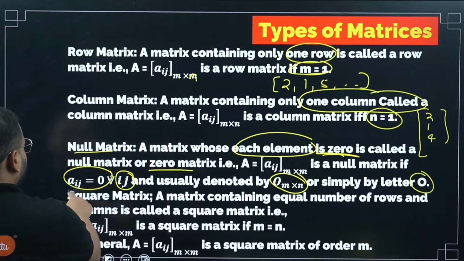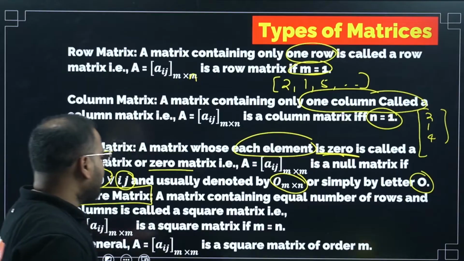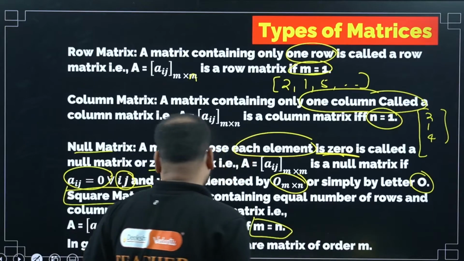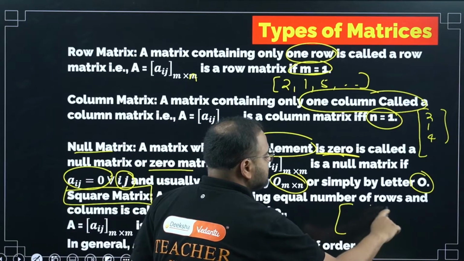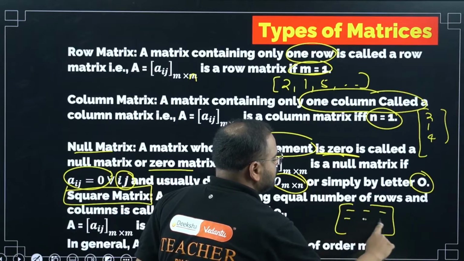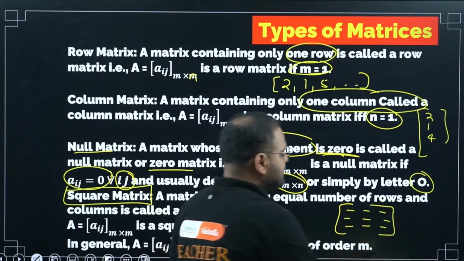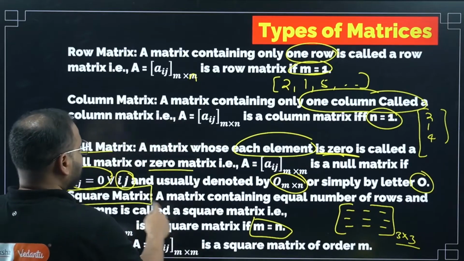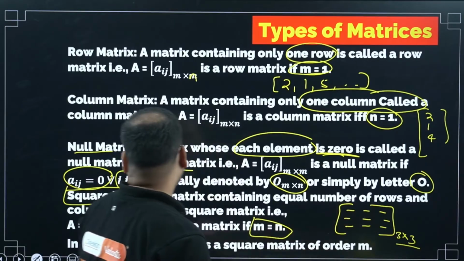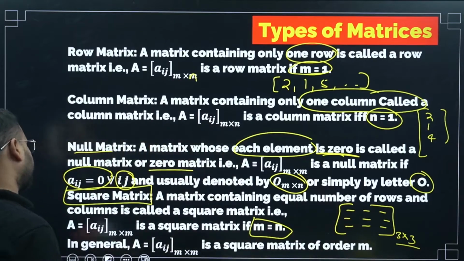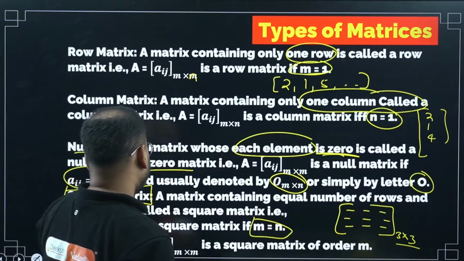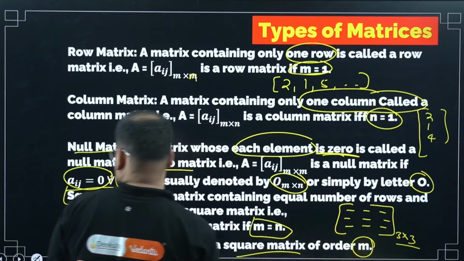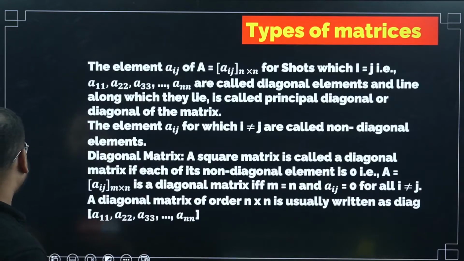Simple. Square matrix: when m and n are equal, when the number of rows and number of columns are equal. I did 3 cross 3 like this: 1 2 3, 1 2 3, 1 2 3. There were 9 elements. This matrix is basically a square matrix. When the number of rows and columns is equal, it is called a square matrix, m cross m, a square matrix of order m. This is clear, right?